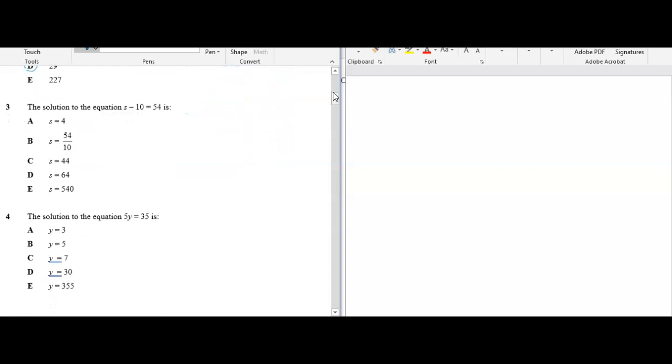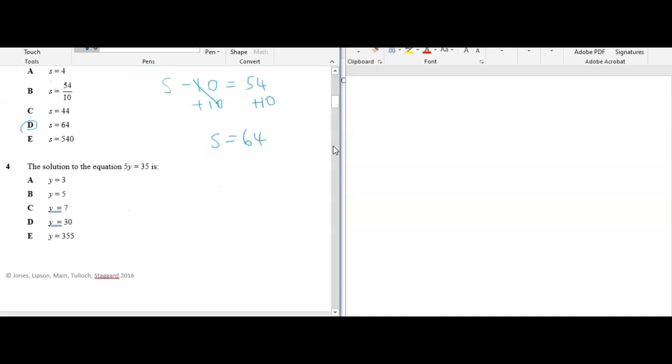Question 3, the solution to the equation s minus 10 equals 54, so s minus 10 equals 54. Add 10 to both sides, and you're left with s equals 64. So the answer is D.